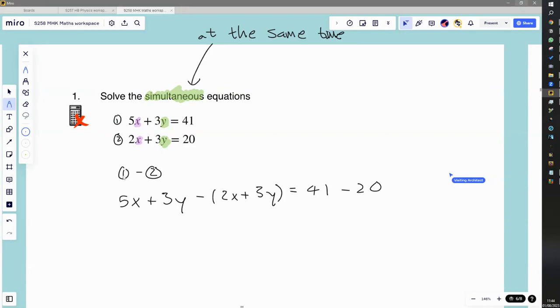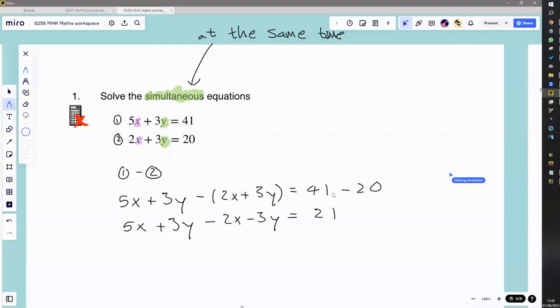I'm taking equation 2 from equation 1. Yes, good. Okay, so basically these brackets can open out. So you've got 5x plus 3y, take away 2x, and the plus 3y becomes negative 3y. And on the right-hand side, you can just say that's 21.